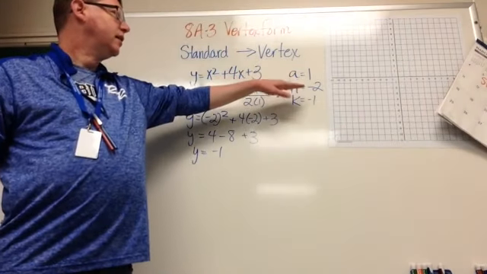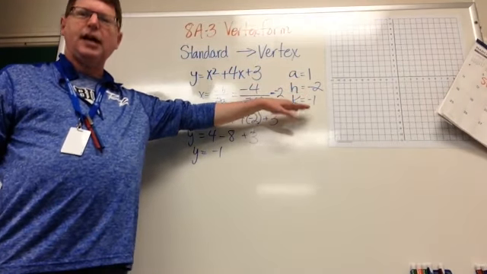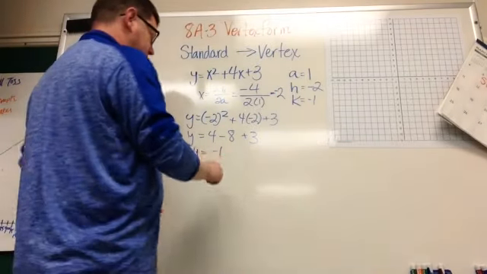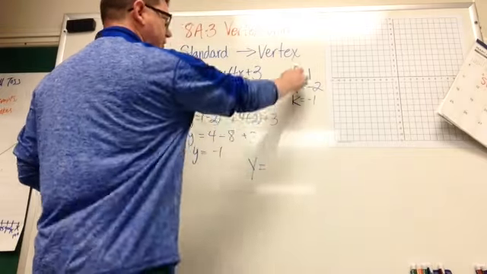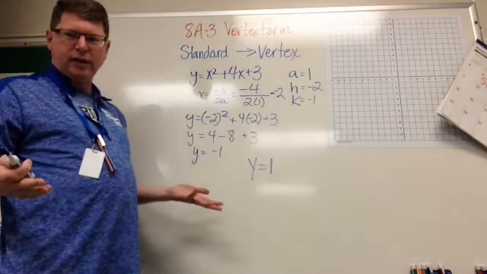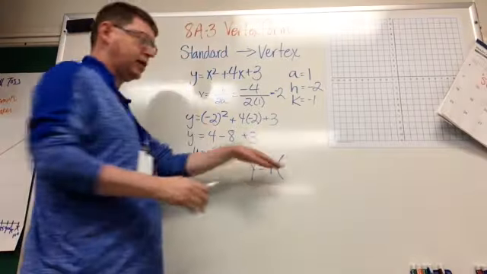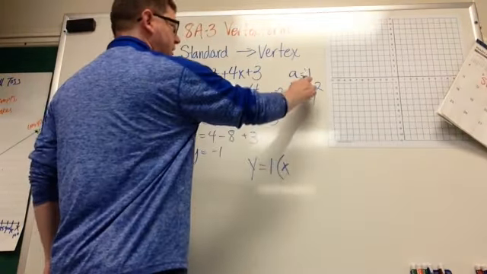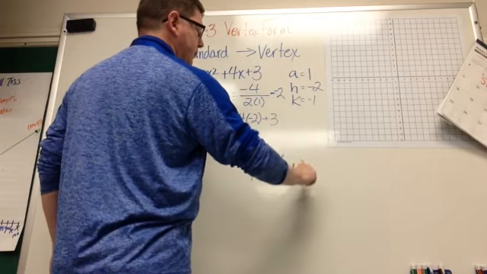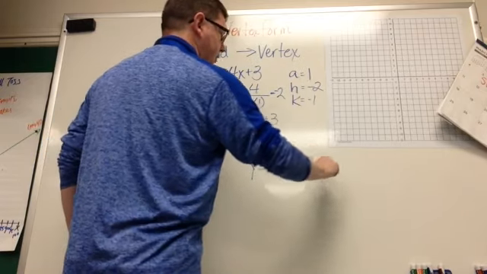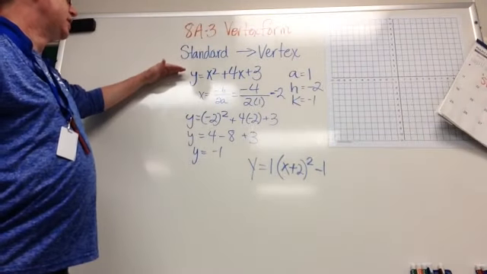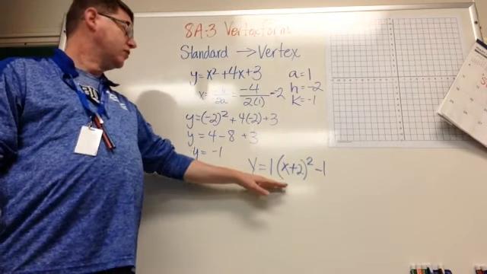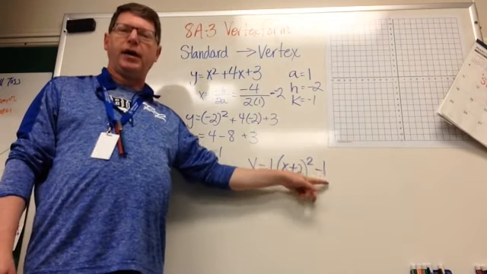So I have a, h, and k. I plug those into the vertex form. So y equals a, which is 1, or you could just leave it without the 1 in this case, but just for practice, let's do that. And then x minus h, h is negative 2, so I'm going to do plus 2, squared, and then minus 1. So the standard form of the equation is y equals x squared plus 4x plus 3. The vertex form of that same equation is y equals 1 times the quantity x plus 2 squared minus 1.